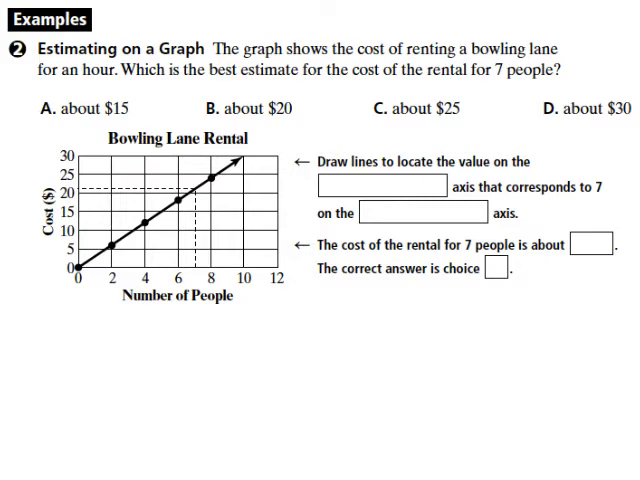Example number 2, estimating on a graph. The graph shows the cost of renting a bowling lane for an hour. Which is the best estimate for the cost for renting for 7 people? We're going to draw lines to locate the value on the vertical axis that corresponds to the 7 on the horizontal axis. So if we look at this line coming up from the 7 until we reach the cost graphed, we can read across and see that the cost of rental for 7 people is about $20. So the correct answer choice is B.